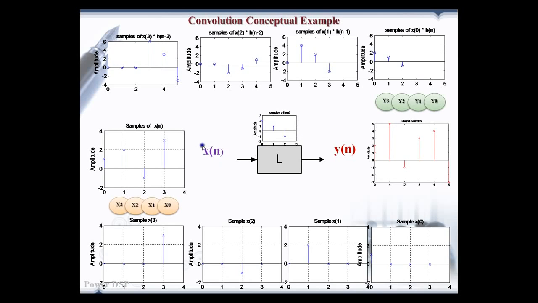Even if we change the input signal x of n, we can find the output for that input by applying the same procedure and concept. So we can find the output for any input if we know the impulse response.